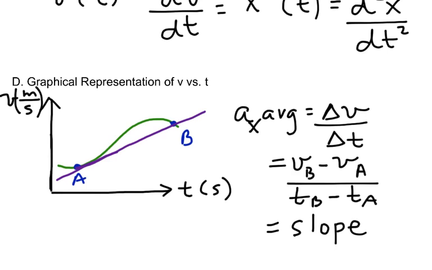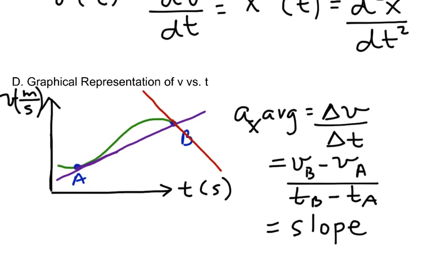But what if I wanted to find the instantaneous acceleration at, say, point B? The line tangent to point B, the slope of that line, will represent the instantaneous acceleration at point B. So let me go ahead and draw that for you.